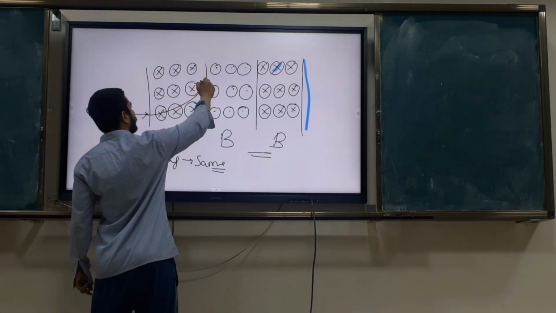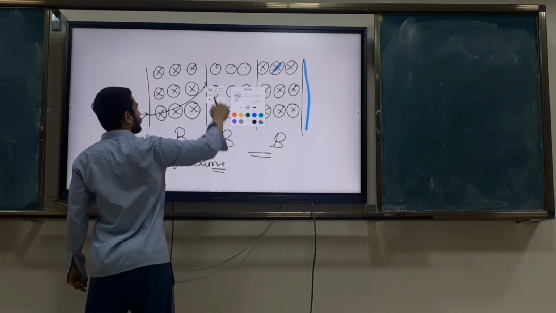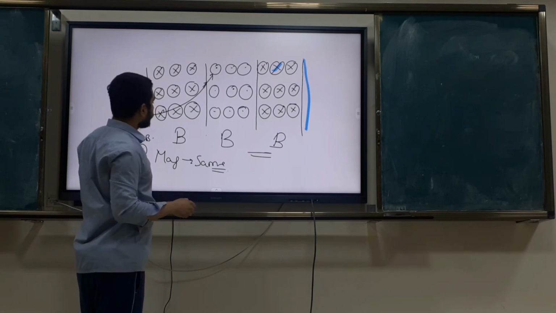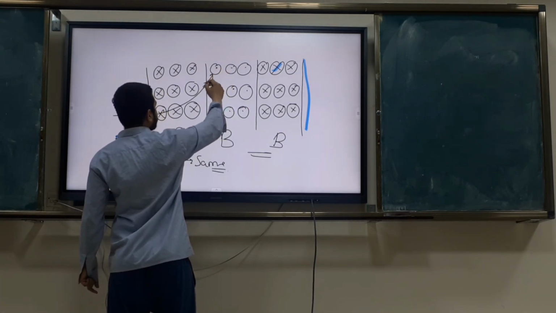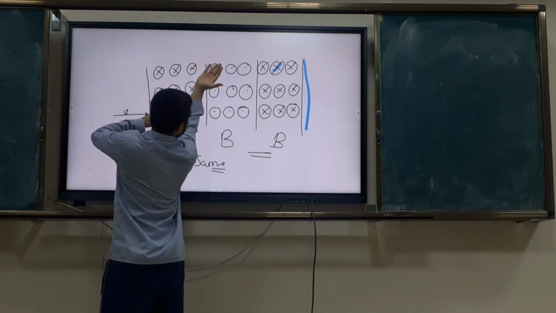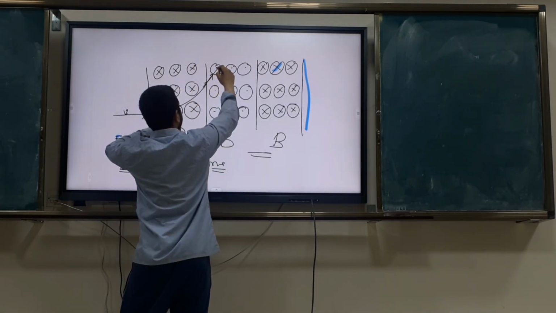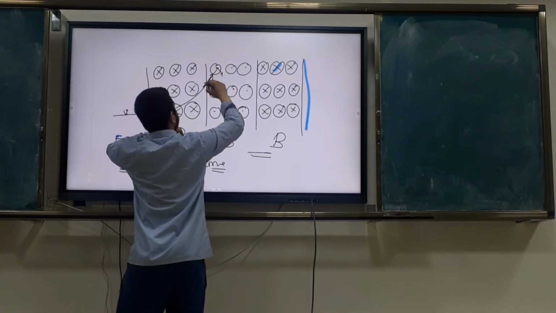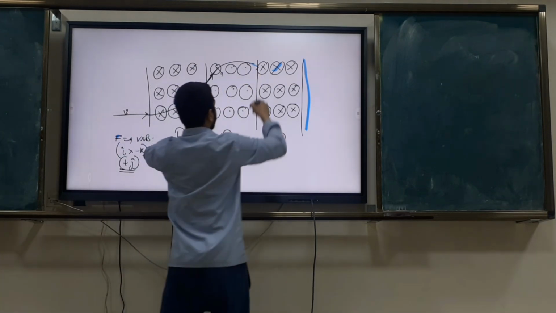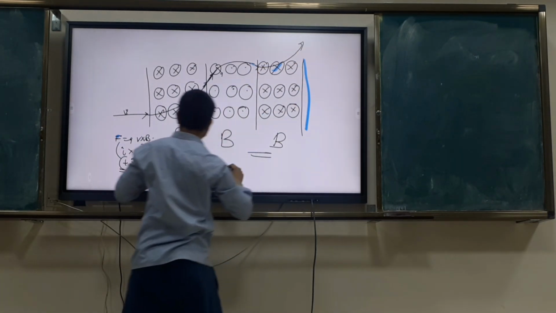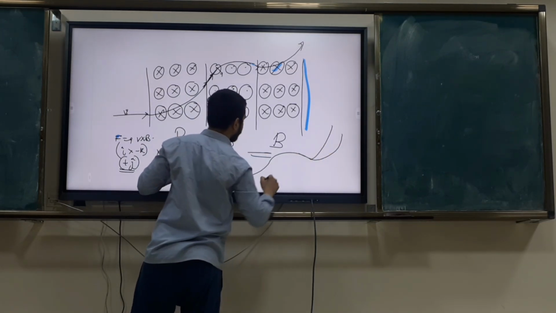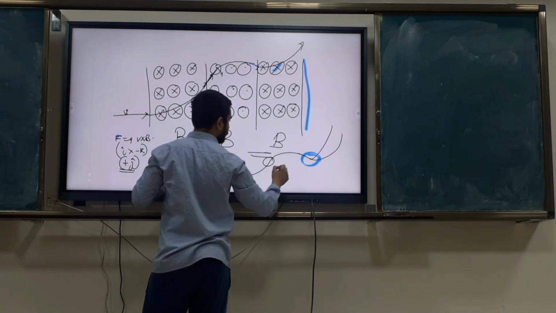Again, when it goes here, the velocity will be like this and the force will be downside, so it will curve like this. Again the force will be upside, so it will move up again. So like this, then this, then this, and this whole curve will be differentiable.